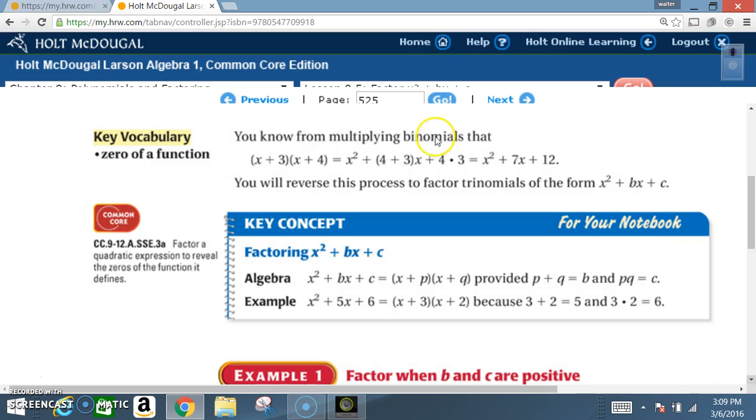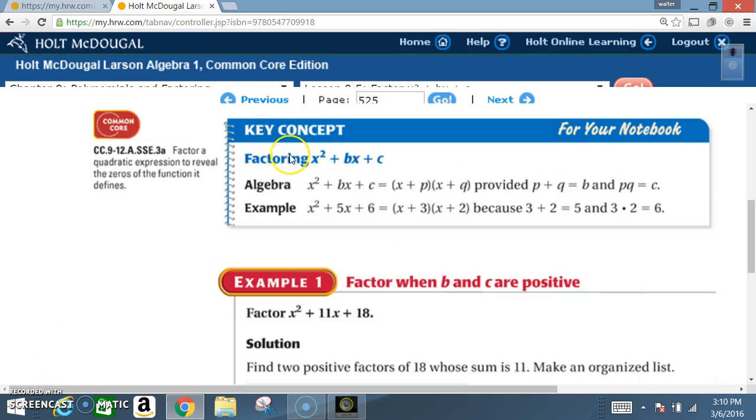You know from multiplying binomials that x plus 3 times x plus 4 is going to equal x squared plus 7x plus 12. You will reverse this process to factor trinomials of the form x squared plus bx plus c. In other words, you're going to take the trinomial and go in reverse to find out what binomial made the trinomial. So we're going from trinomial back to the original binomial.